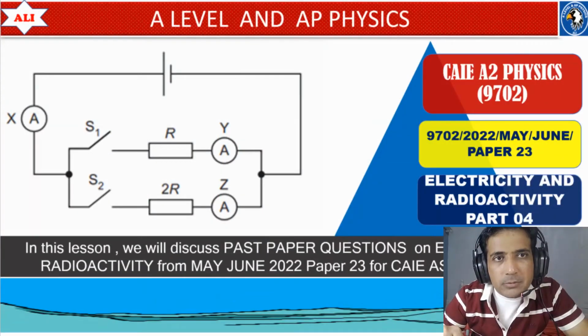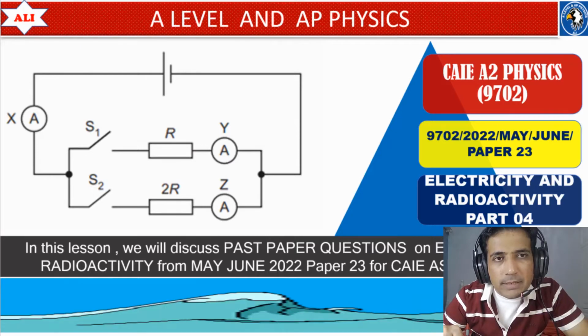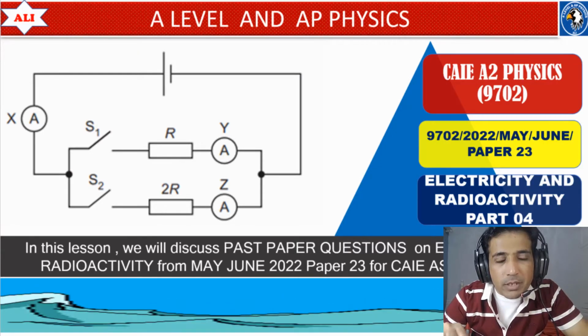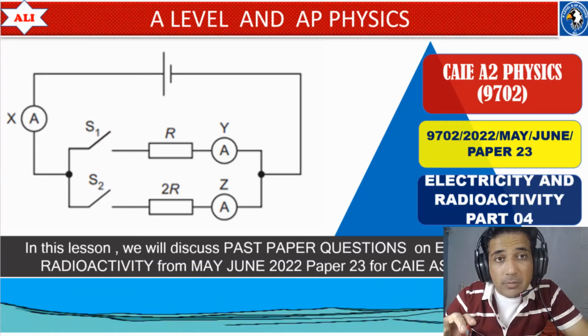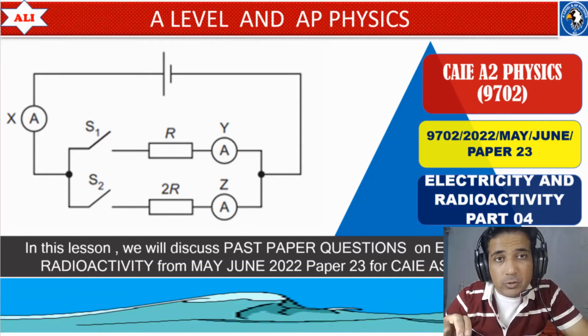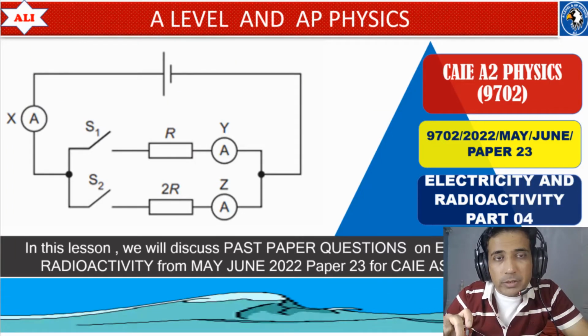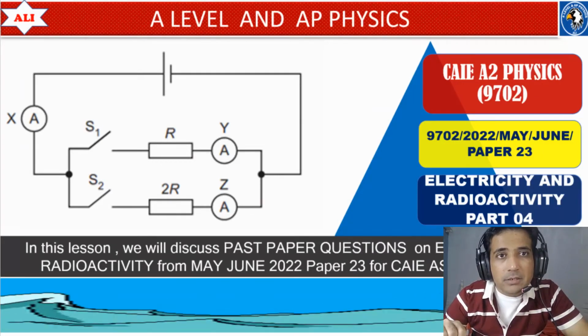In today's class, we will discuss past paper questions on electricity and radioactivity from June 2022 paper 2. We will talk about concepts on these two topics, electricity and radioactivity, and try to improve our understanding of them by solving past paper questions. Let's study together. Let's improve together.